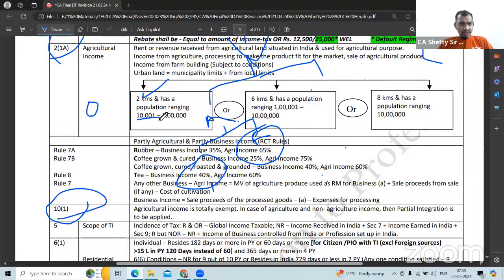So more than 10,000 population plus 2 kilometers from the local limits is called urban. If the population is huge, 1 lakh plus 6 kilometers, whereas if it's 10 lakh, 8 kilometers. So if the population is 10,000, take 2 kilometers; if 1 lakh, take 6 kilometers; whereas if 10 lakh, you have to go by 8 kilometers. Is everyone understanding? Yes, sir. That's about it.